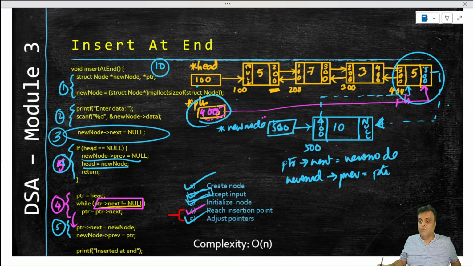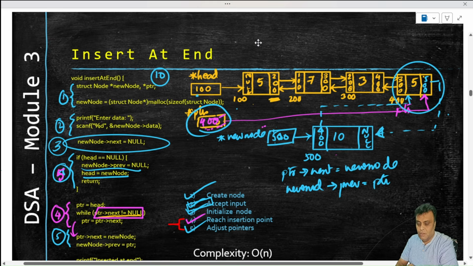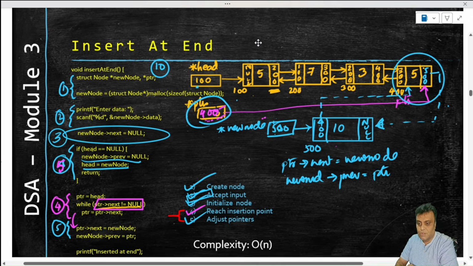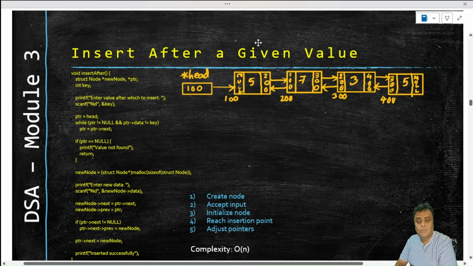So this is what we are talking about when we say insert at end. Complexity, of course, we have to traverse through the elements, and hence the complexity becomes order of n in order to find the exact position of the end. Okay, so let us move on to the next one now, which is insert after a given value. What are we trying to do here? We are trying to insert a particular node after a given value.